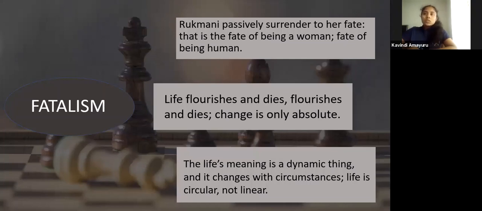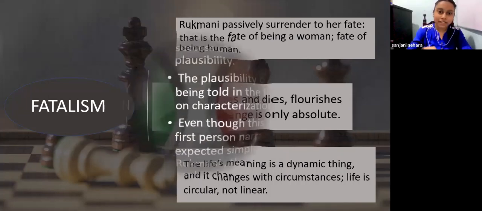The next point is that life flourishes and dies. Change is the only absolute. Nathan dreams of a happy future and possibly rich crops, but all his dreams end in smoke because the rain falls. Religious-minded Rukmani once again tries to please their God. The last point is that the meaning of life is a dynamic thing and changes with the circumstances. Life is circular, not linear. Thank you. Let's move on to Sanjani. Thank you very much, Kavindi.